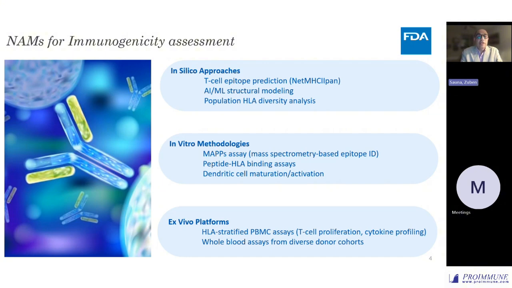In vitro methodologies include MAPPs, or MHC-associated peptide proteomics, which are mass spectrometry-based assays to identify epitopes. There are peptide HLA binding assays. There are dendritic cell maturation and activation assays. Ex vivo platforms involve HLA-stratified PBMCs in T cell profiling, cytokine profiling, and whole blood assays from diverse donor cohorts. And the list is quite extensive.